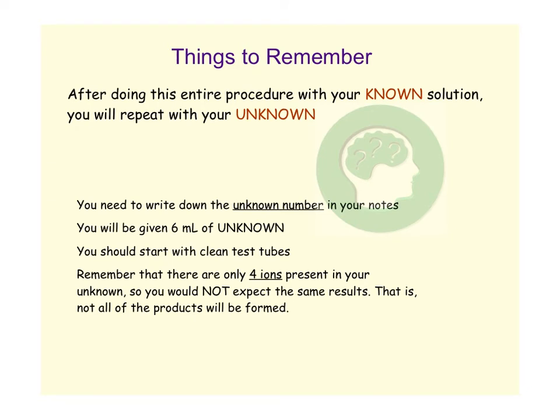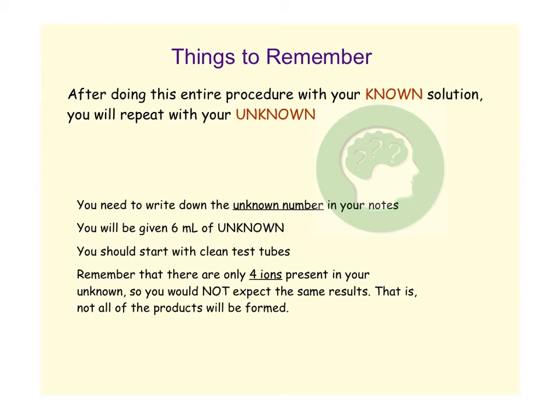A couple things to remember. You're going to do the entire procedure with your known, and you're going to find all 9 of those ions, show them to your teacher. That is your quiz grade. But then you will repeat it with your unknown. Don't expect the same results with your unknown because not all 9 ions are there. Only 4 of them are.